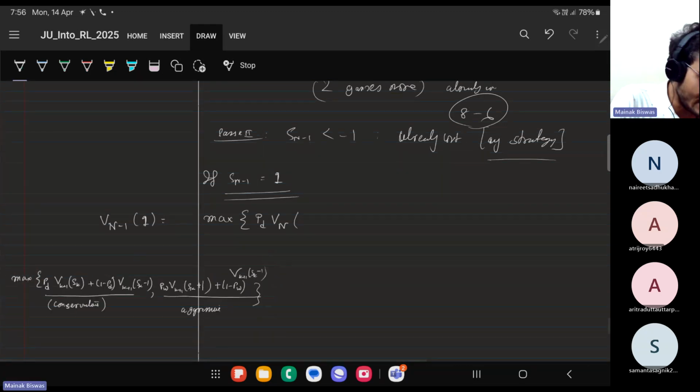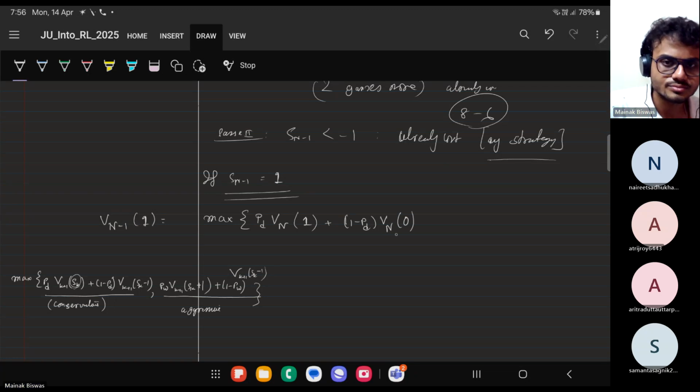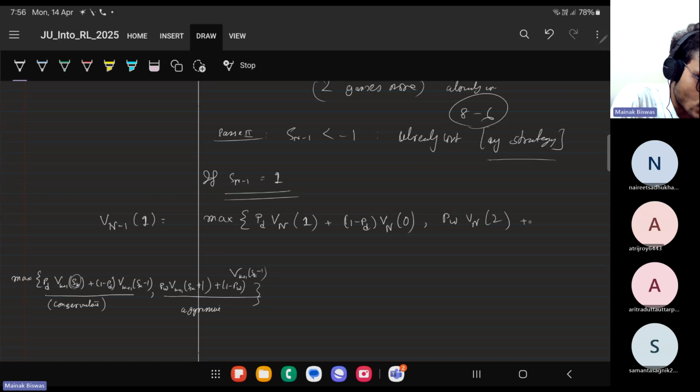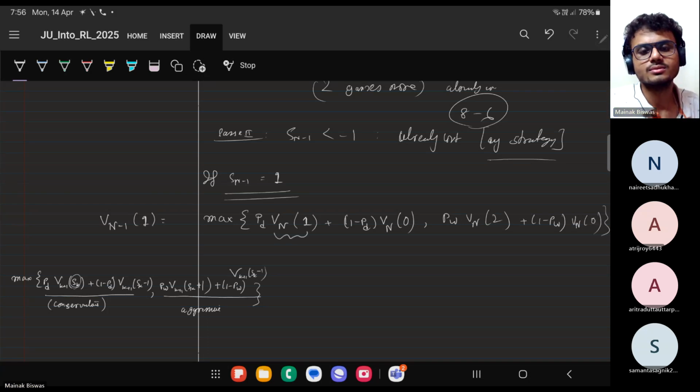Okay. So now V_n of S_k, again. So it's like 1 that you draw, right? Plus (1 minus P_d) into V_n of 0. Yes or no? Fine. Yes. P_w V_n of 2 plus (1 minus P_w) V_n of 0. Fine. Now put the values. What is V_n of 1?